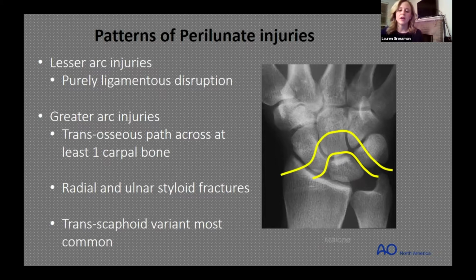So you can have a transradial, perilunate, transscaphoid, and so forth. You can have ulnar styloid fractures as well, so those are things to keep in mind. But what's interesting is that the transscaphoid variant is the most common.